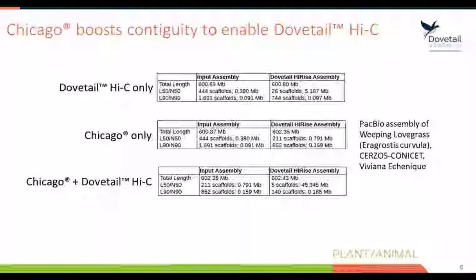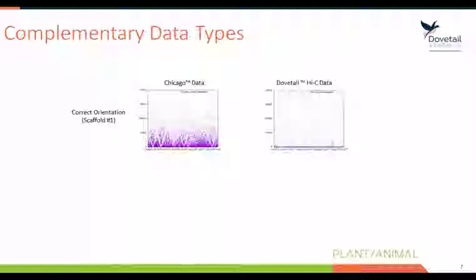What we did then is we did Chicago first. We took that input assembly and applied Chicago data to it, boosting the contiguity to closer to a megabase, 0.791 megabases. And then we took that assembly and ran it through our Hi-C process. That's when we achieved chromosome scale contiguity, as shown in the very bottom table. We got a contiguity of 45 megabases. That was chromosome scale. So Chicago data is needed as a mid-range step in between your input assembly and the Hi-C assembly.